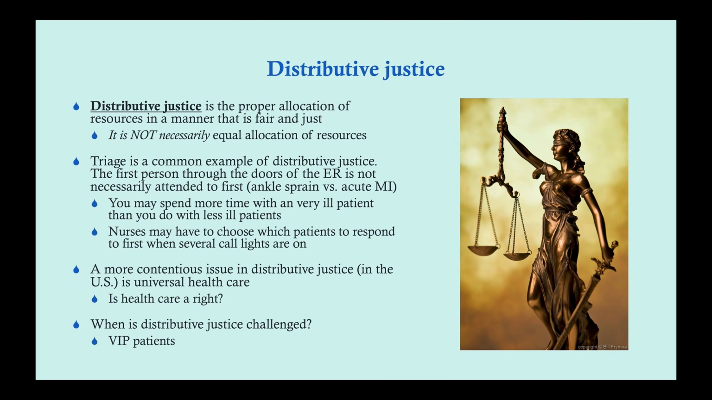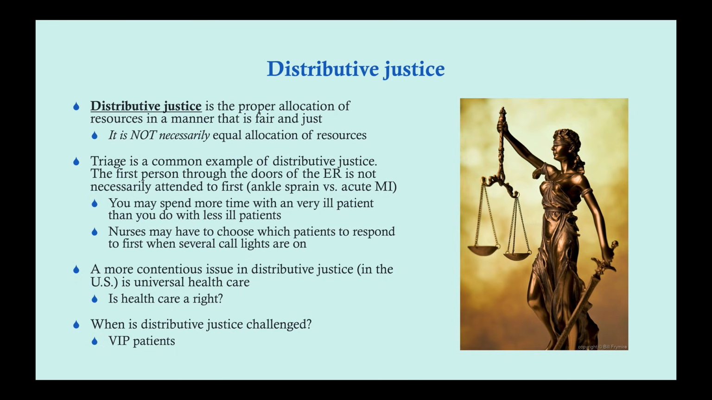Distributive justice. So now we're getting more towards vague concepts. Distributive justice is the proper allocation of resources in a manner that's fair and just, but not necessarily equal. So it's not necessarily equal allocation of resources. And we see this pretty often. We see this with triage. So triage is a common example of distributive justice.